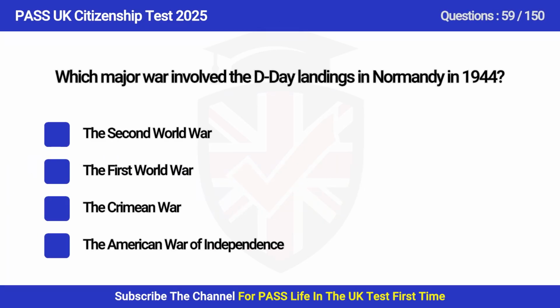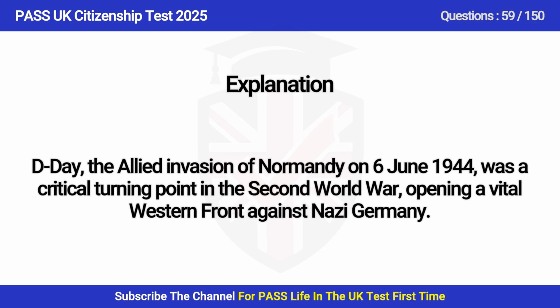Question 59. Which major war involved the D-Day landings in Normandy in 1944? A. The Second World War, B. The First World War, C. The Crimean War, D. The American War of Independence. Answer is A. The Second World War. D-Day, the Allied invasion of Normandy on 6 June 1944, was a critical turning point in the Second World War, opening a vital Western front against Nazi Germany.